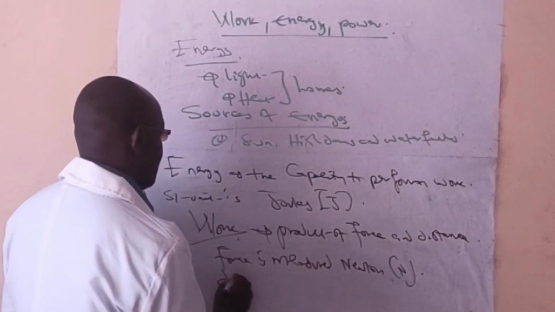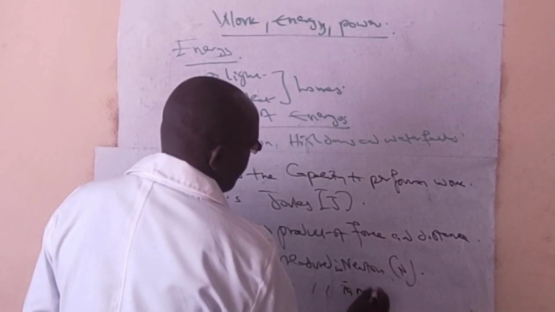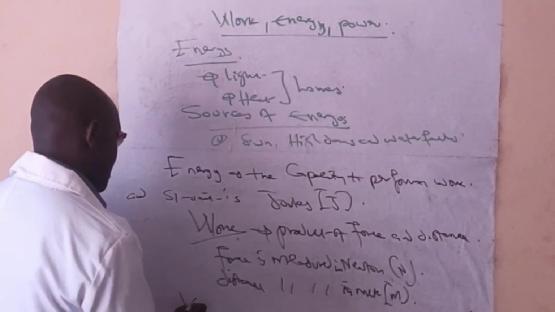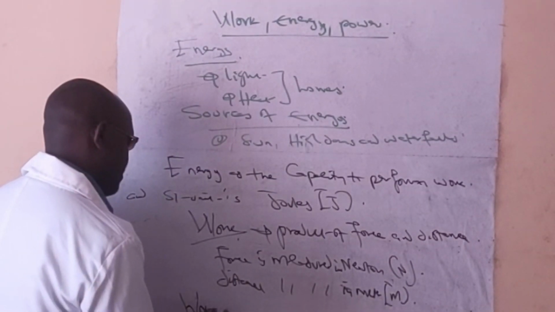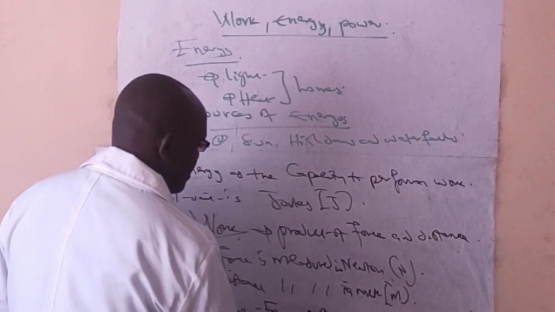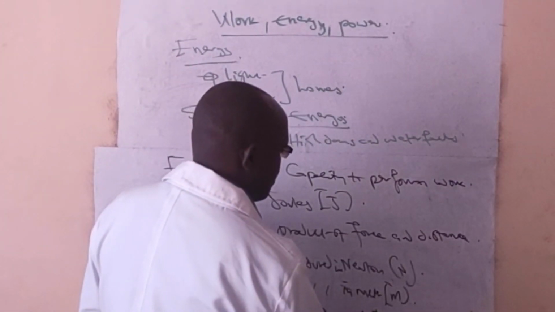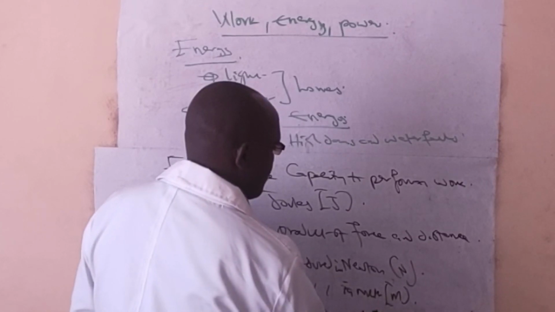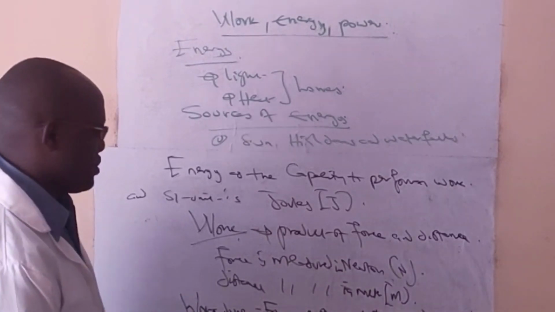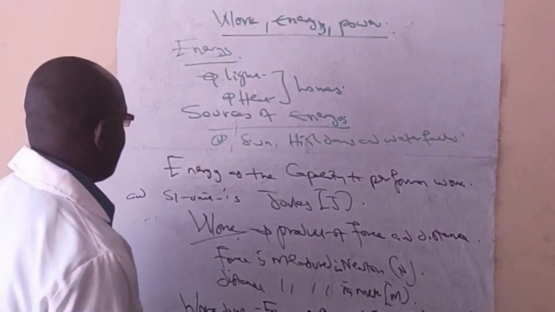And distance is measured in meters. So in short, we can say work done is usually the product of force multiplied by distance. And work also is measured in joules. So the SI unit of measuring work is joules.